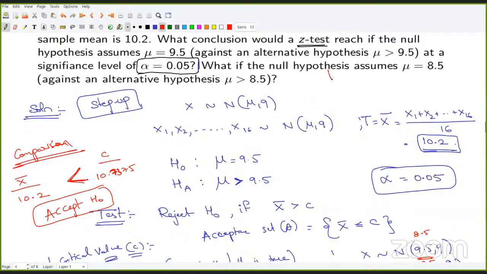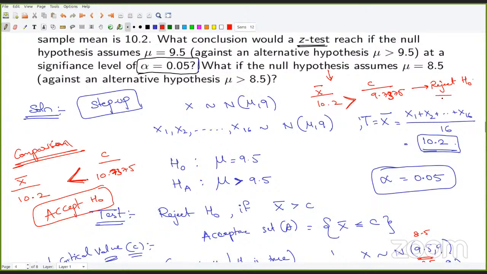This is the case we are looking at. X bar is 10.2 and C is 9.7375. So which one is greater? X bar is greater. When x bar is greater than C, what are we going to do? We will reject the null hypothesis and accept the alternative hypothesis. This is the conclusion we draw.